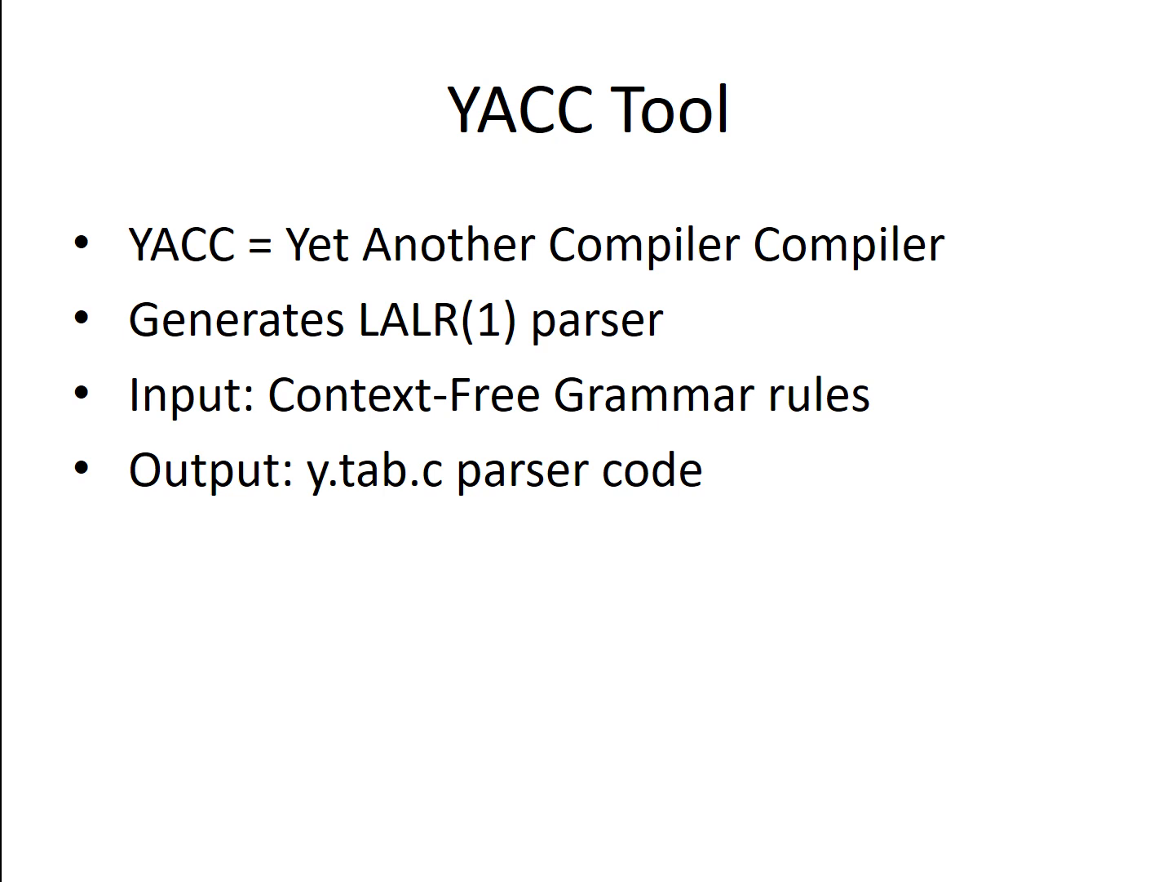So here the input will be a context-free grammar. We know that a context-free grammar will have variables, terminals, productions, and a starting symbol, using which we can generate a syntax tree. And the output of this YACC tool would be y.tab.c, which is a parser code. Rather, we slightly call it the tab file.